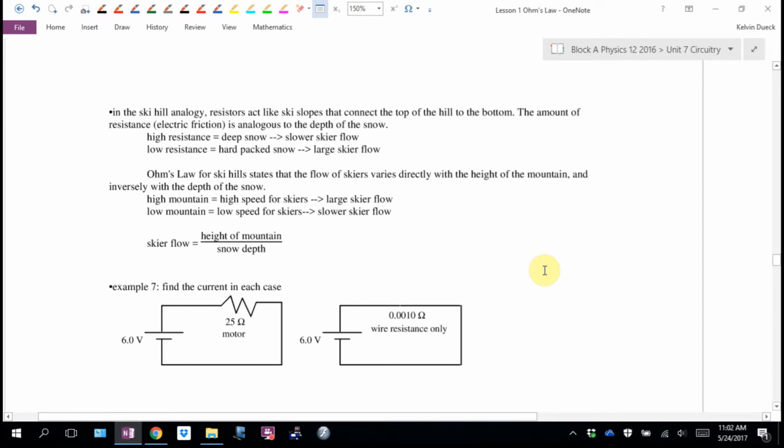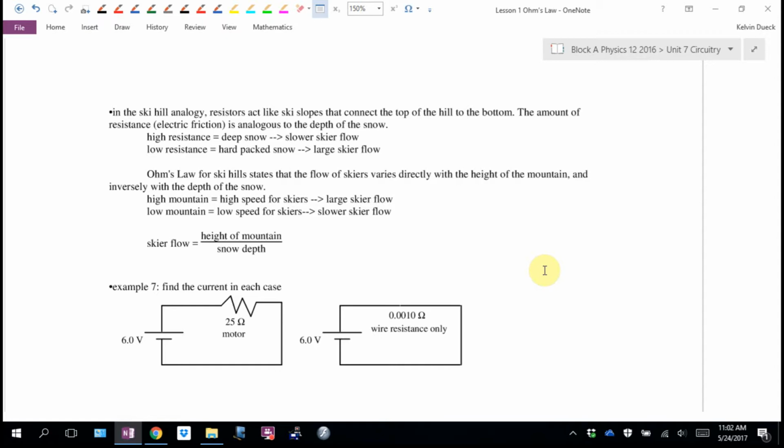So, in our ski hill analogy, resistors act like ski slopes that connect the top of the hill to the bottom. And the amount of resistance, or electric friction, is sort of like the depth of snow. When snow gets deeper, now this is where my analogy breaks down. I know deep powder is popular, but when snow gets deeper, we're going to say you can't get as many skiers on the ski hill because they can't go as fast. The snow is so deep.